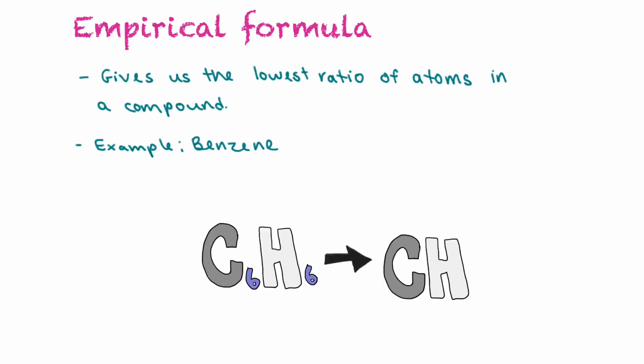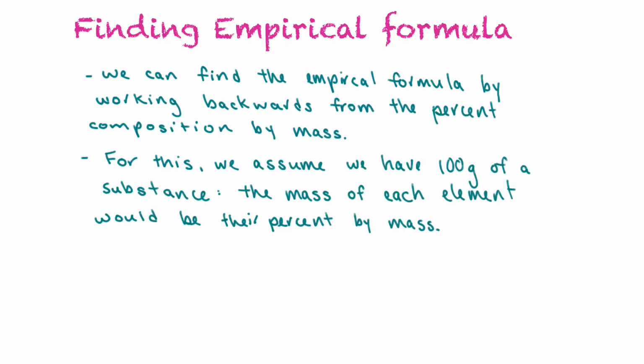The empirical formula, on the other hand, gives us the lowest ratio of atoms in a compound. If we use benzene as our example again, the lowest ratio of atoms would not be C6H6, but rather CH, because we can divide both of the subscripts by 6 and get 1 to 1. We can find the empirical formula for a compound by working backwards from the percent composition by mass. In these examples, we have to assume that we have 100 grams of a substance, so the mass of each element would be their percent by mass.